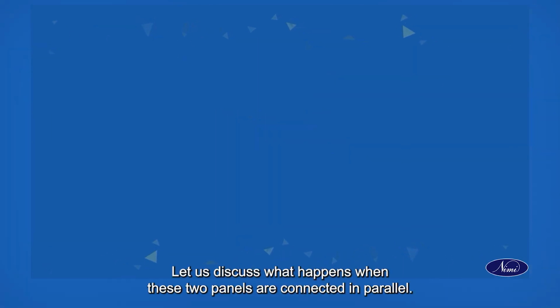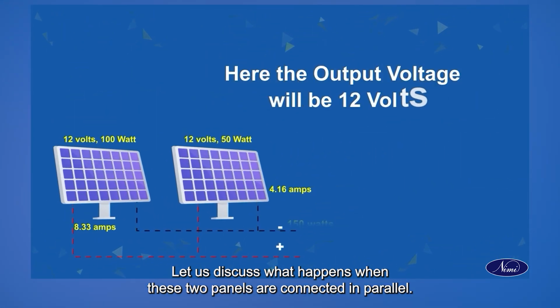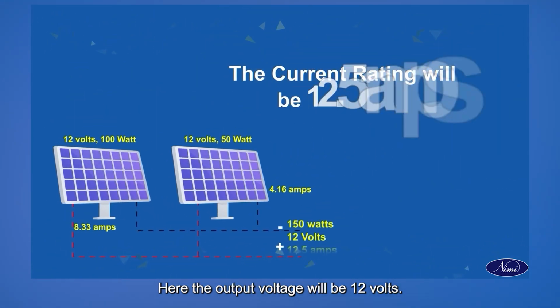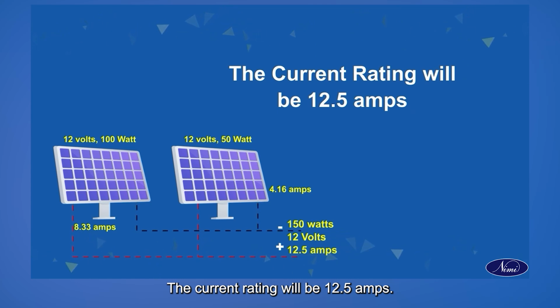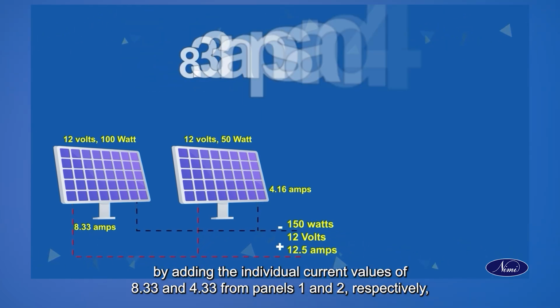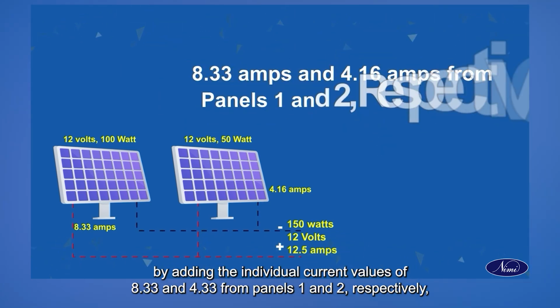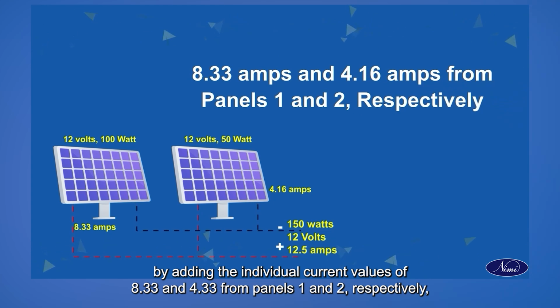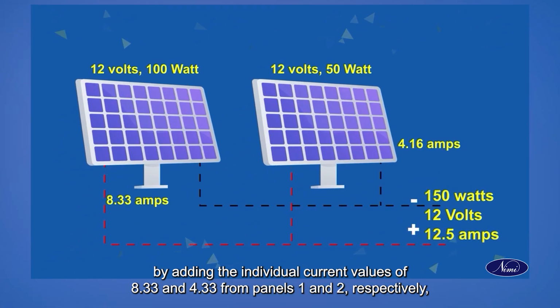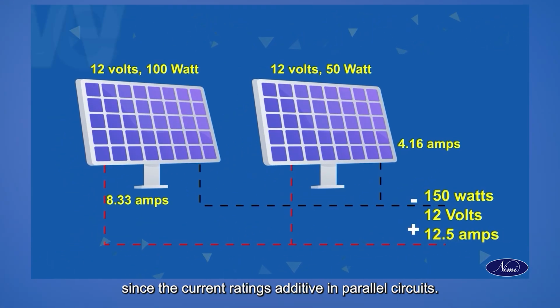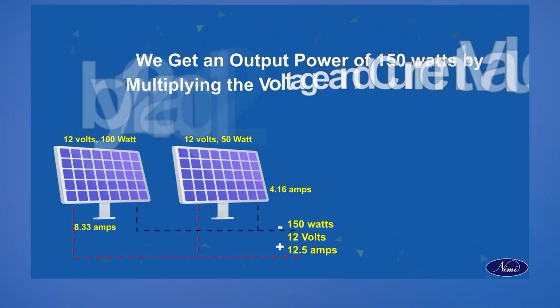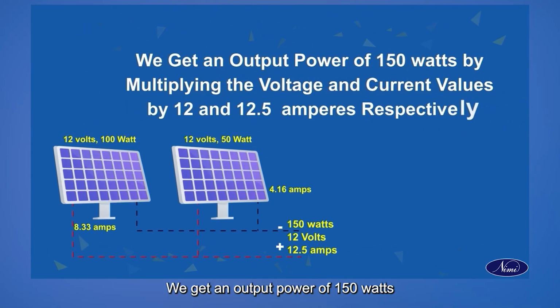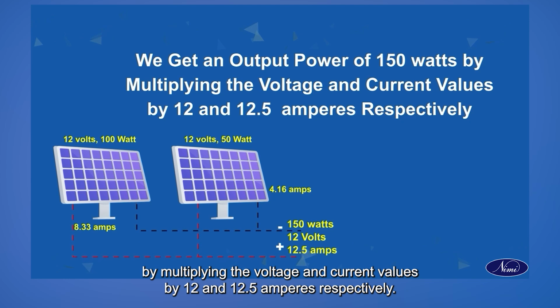Case 2. Let us discuss what happens when these two panels are connected in parallel. Here, the output voltage will be 12 volts, the current rating will be 12.5 amps. By adding the individual current values of 8.33 amps and 4.16 amps from panels 1 and 2 respectively, since the current ratings are additive in parallel circuits, we get an output power of 150 watts by multiplying the voltage and current values, 12 and 12.5 amperes respectively.